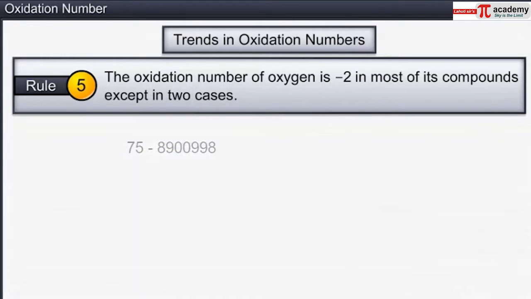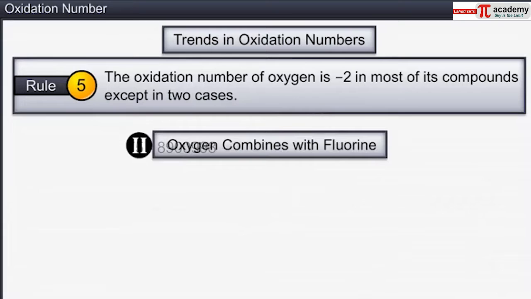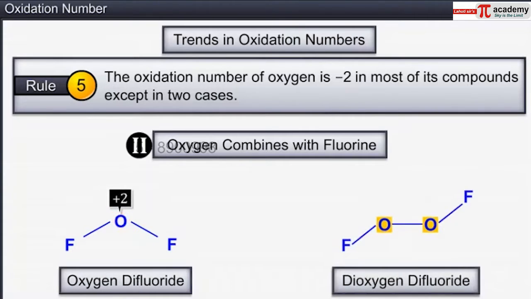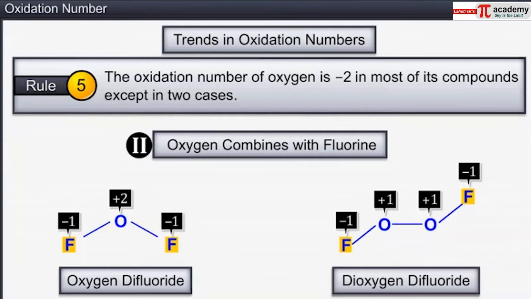Another exception is when oxygen combines with fluorine. For example, the oxidation number of oxygen in oxygen difluoride is +2 and in dioxygen difluoride it is +1. This is because fluorine is the most electronegative element and has an oxidation number of -1.